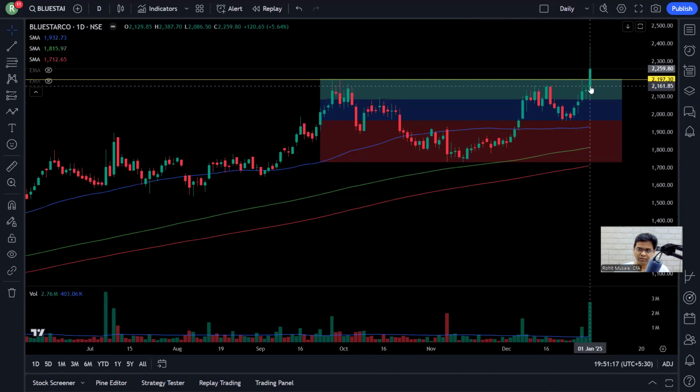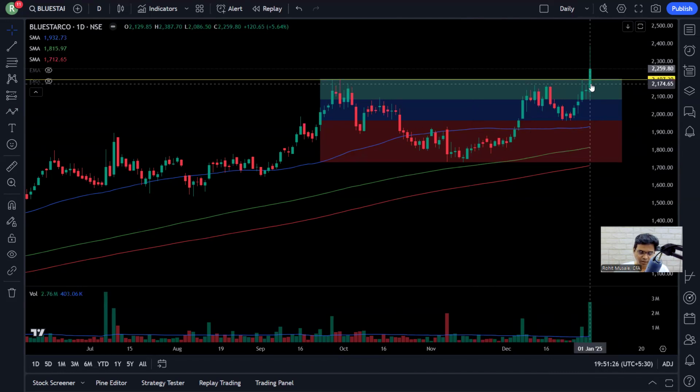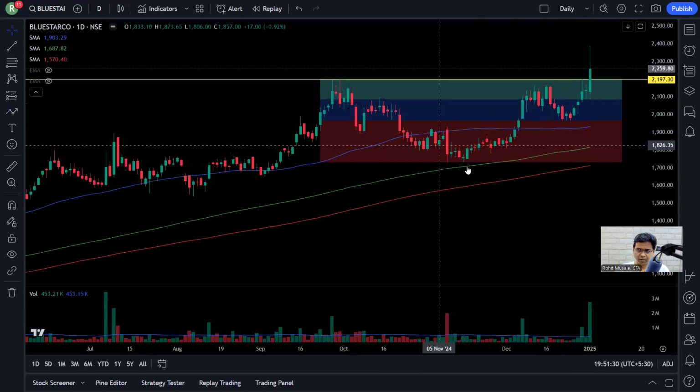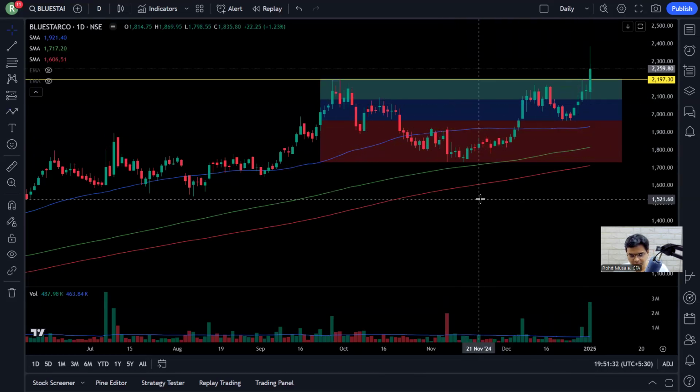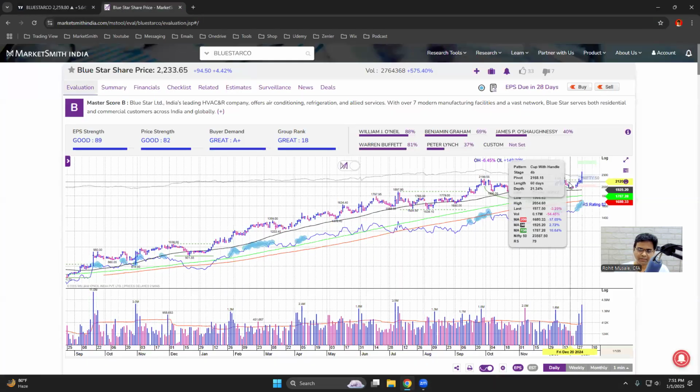Okay. And as you can see, the stock broke out as expected. So these are the technicals. I'm talking about the stock before this candle. I'm talking about my analysis before this candle. So technically, it looks strong here. There is only one problem, which is that it is a late stage base.